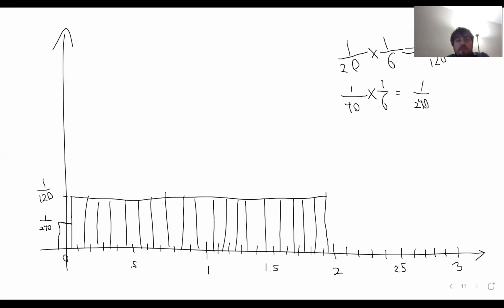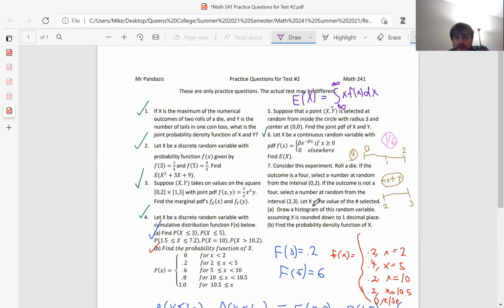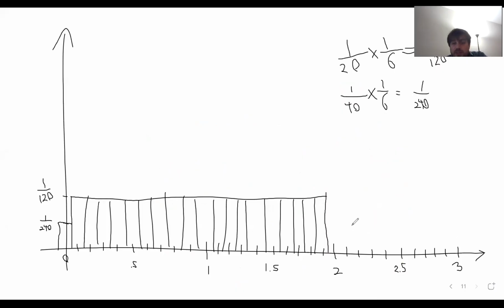Okay, so now if it's between 2 and 3, if it's not a 4, there's a 5/6 chance that you choose a number randomly between 2 and 3, right? So there's a 5/6 chance there. So there's a 5/6 chance you're somewhere like over here. Now, if you look at a 1/10 region, right?